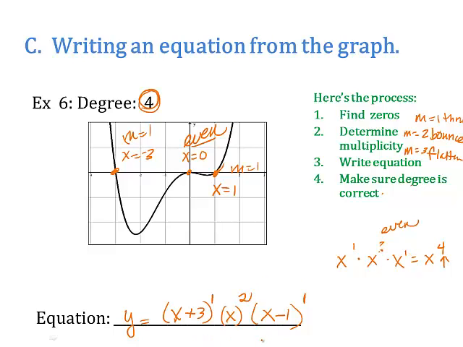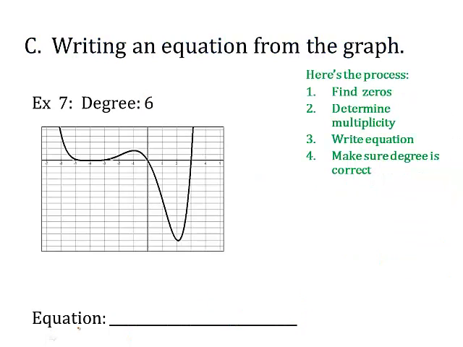And I'm fine if you leave your equation like that. But start by finding the zeros, then read the multiplicity from the graph, determine the right number for that multiplicity based on how it's touching the x-axis, and then make sure your degree is correct, whatever they give you. Okay? Let's try another one of these.